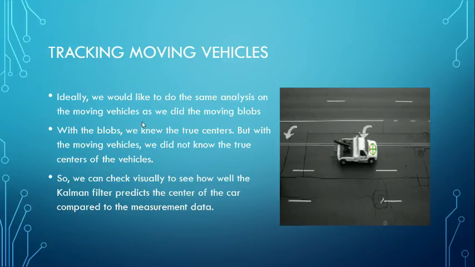The red crosshair measures where the foreground detector thinks the center is, and the green crosshair, what the Kalman filter detects as the center. And as you look at them, they're about the same. They're almost on top of each other. So we see that the Kalman filter is working about as well as the foreground detector.